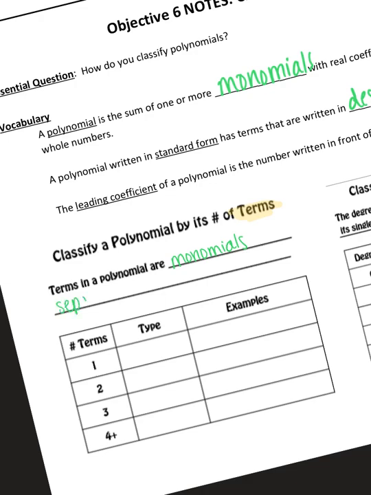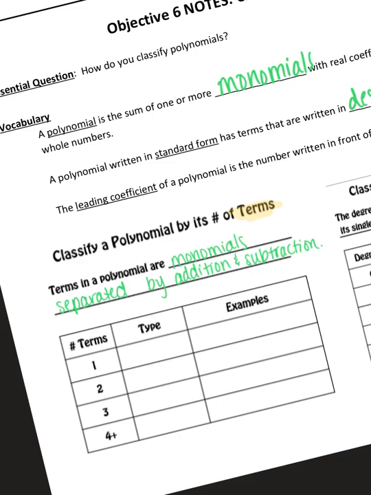separated by addition and subtraction. Okay, so a term. When we say combine like terms, we are adding or subtracting, combine like terms, right? And terms are separated by addition and subtraction. And each one of those things that's separated by a plus or minus sign is a monomial.